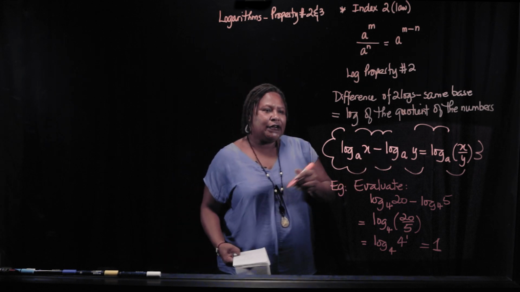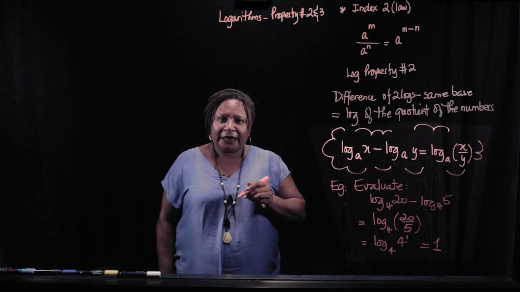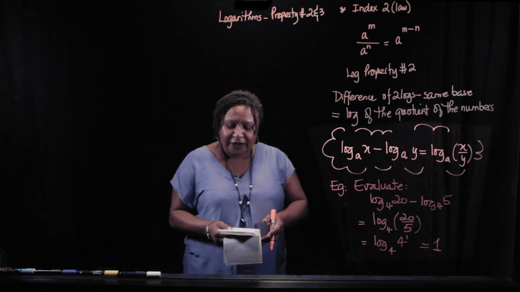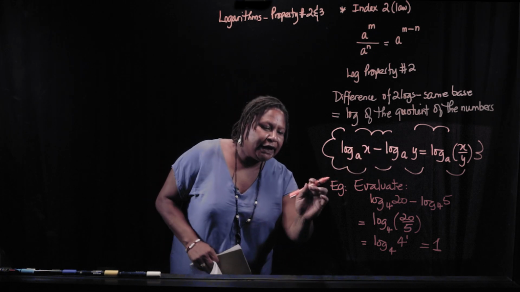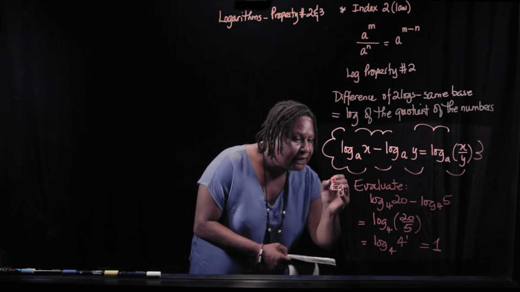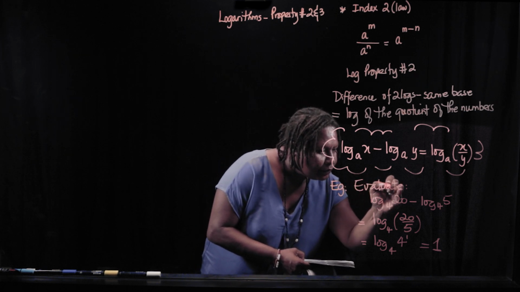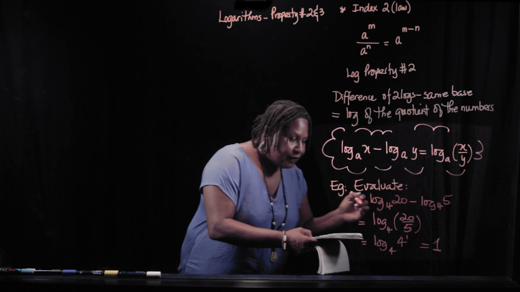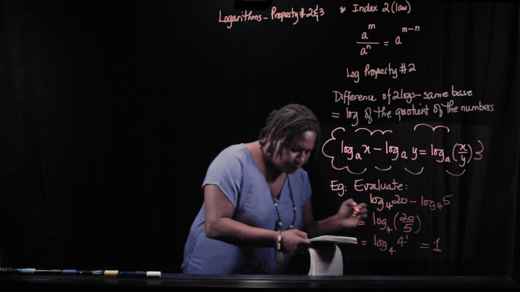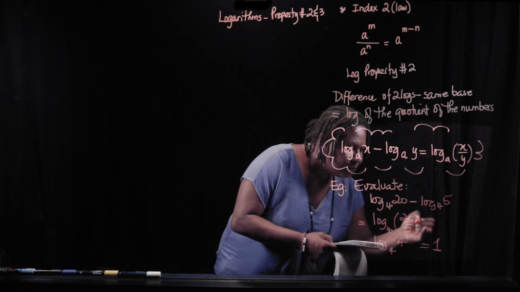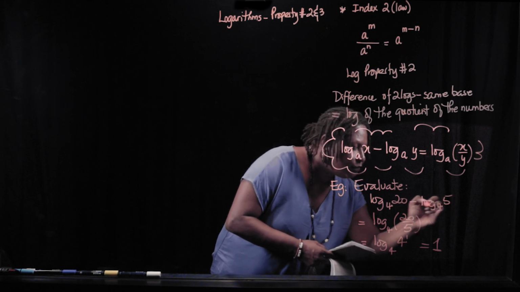Now let's see if we can illustrate this further by doing an example. This time it should be clearer to us how this law is applied. So let's evaluate log 20 to base 4 subtract log 5 to base 4.